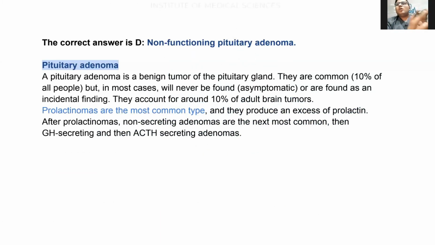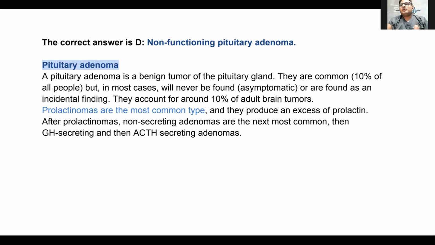So we will discuss now what pituitary adenomas are. Pituitary adenoma is a benign tumor of the pituitary gland, and it is present in 10% of all people, and they are mostly asymptomatic. When they are found, they are incidental findings. So that's why sometimes they are called incidentaloma. Okay, this is an incidental finding.